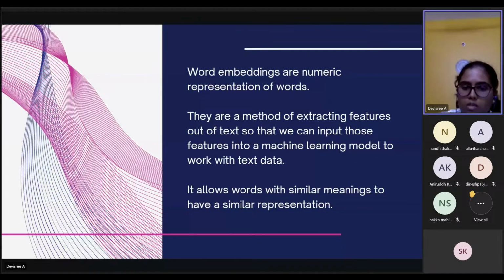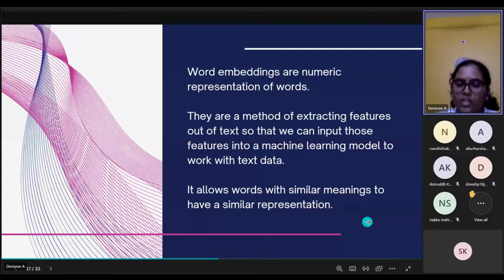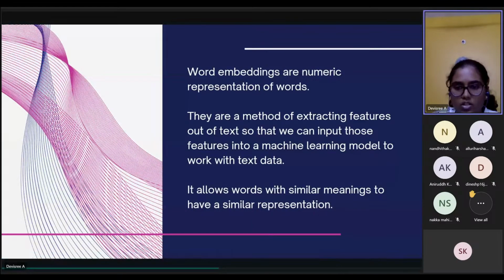On this point right here, it allows words with similar meanings to have similar representation. This will make more sense when I further explain the different representations of word embeddings.